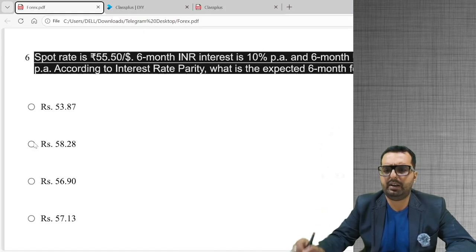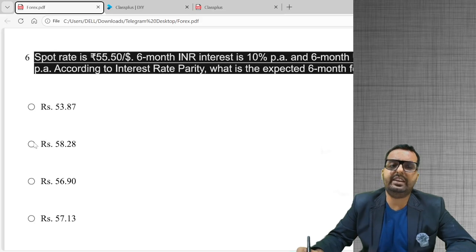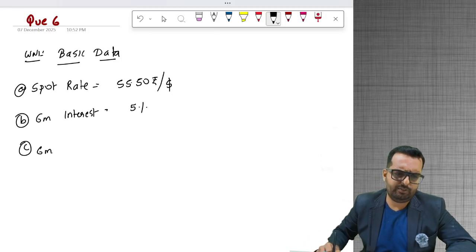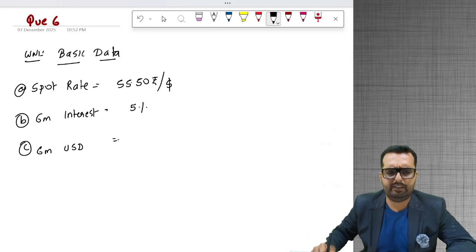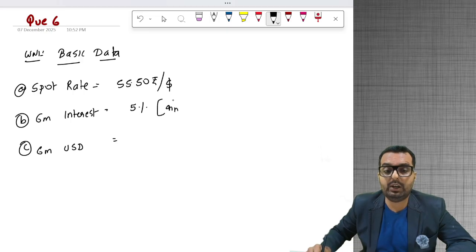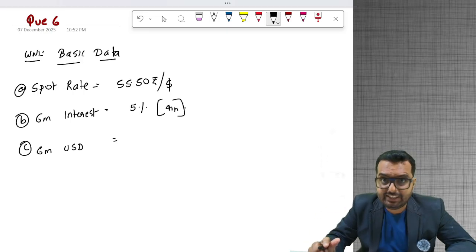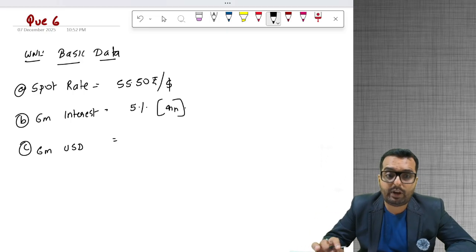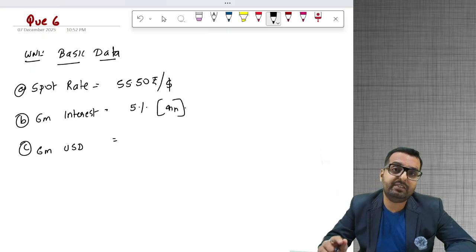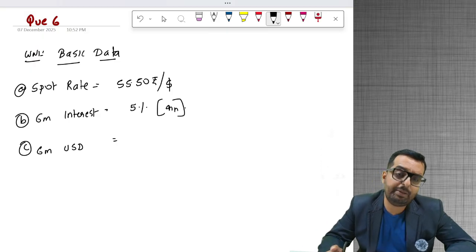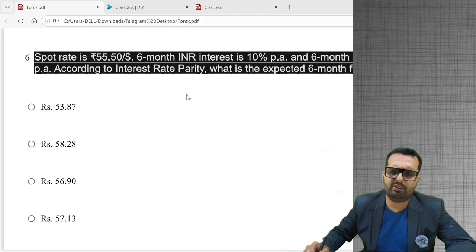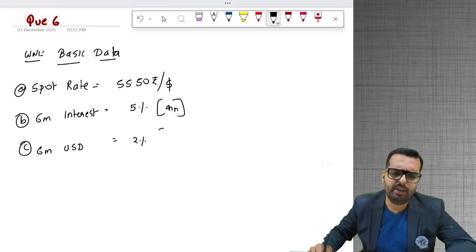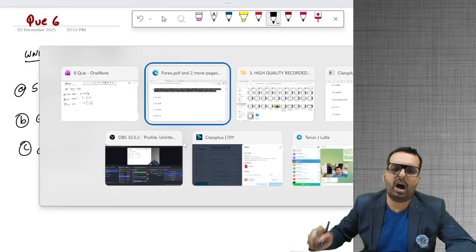Everybody clear with this part? Then 6 months USD interest is 4%. So I'll write down 6 months USD interest. So this is RH. Why do I say this is RH? Because the exchange rate is 55.5 rupees per dollar. Rupee is the numerator. Hence, 5% is the RH. USD rate is how much? 4. 4 is for 1 year. So 2%, this will be your RF.